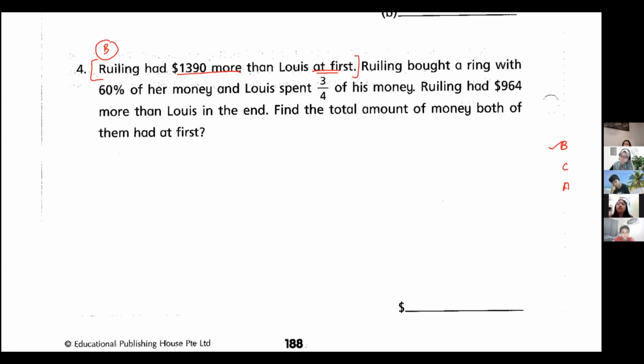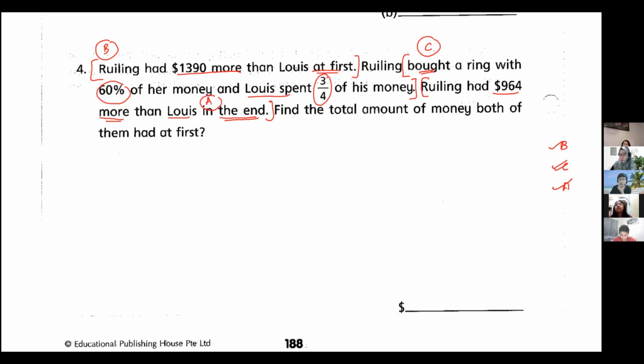Ruiling bought a ring. Bought means it's a change keyword. I have with 60% of her money, and Louis spent, yeah, another change, right? 3/4 of his money. Then whatever you have from here to here is my change. Ruiling had 964 more than Louis in the end. This one tells me that from here until here is my after. So I have my after as well.